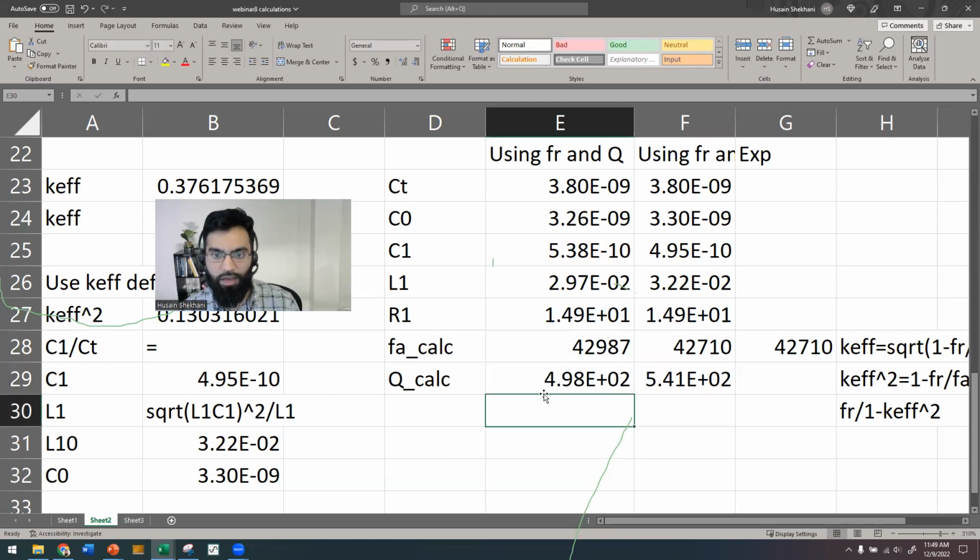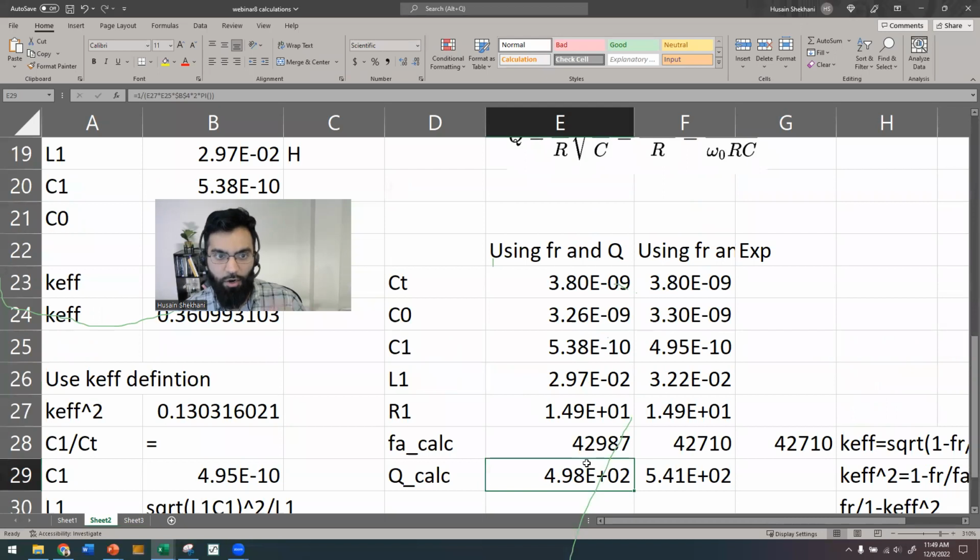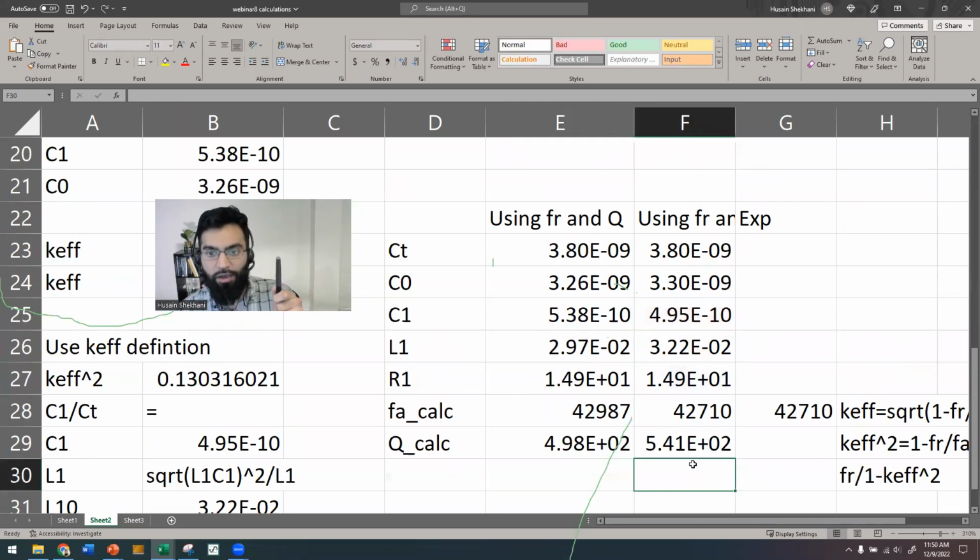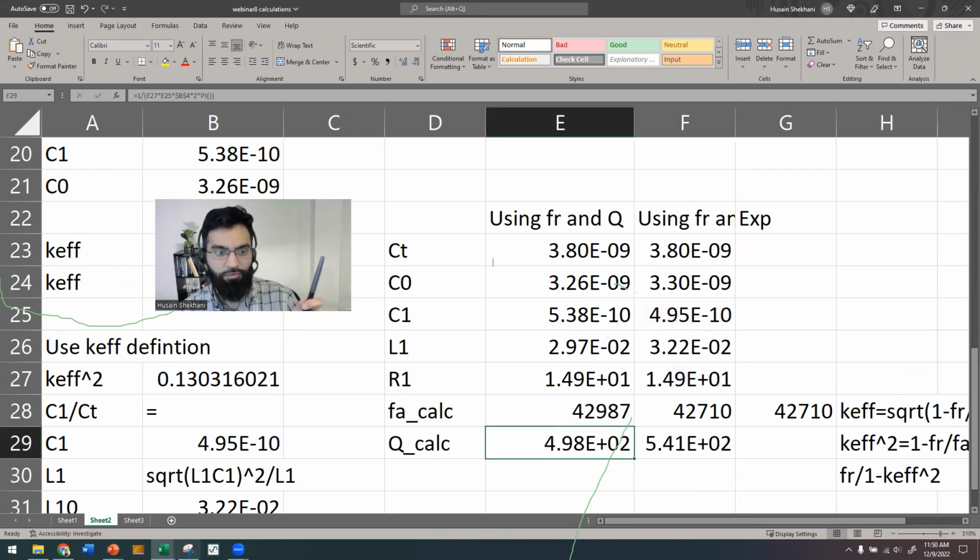This is the quality factor that comes from the resonant frequency, the normal half bandwidth way. This is what the quality factor should be according to this equivalent circuit analysis. So this was calculated using equivalent circuits. This was calculated using direct measurements. So they're actually a little bit different.